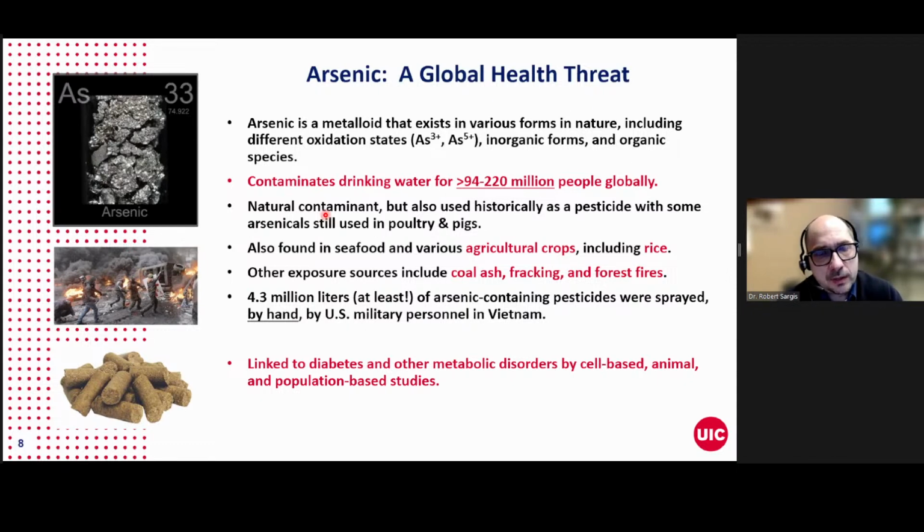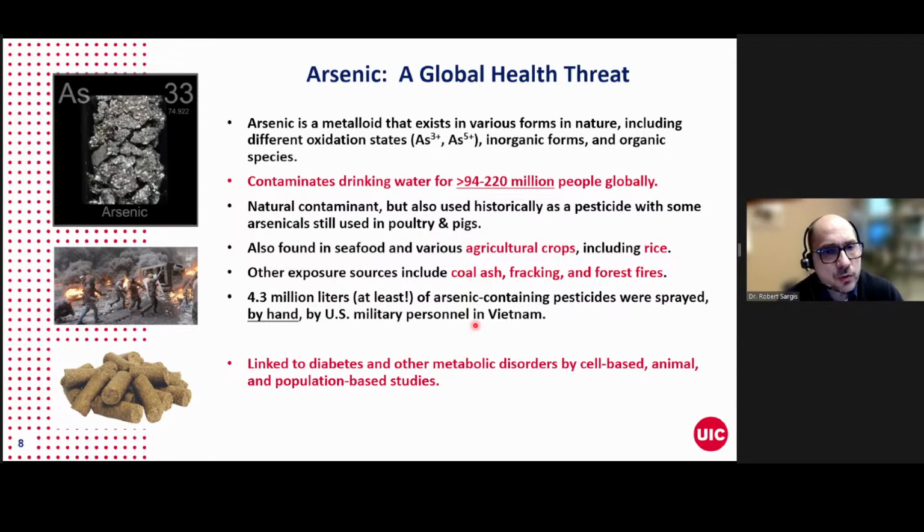Arsenic is a metalloid that exists in various forms in nature, including different oxidation states, inorganic forms, and organic species. And why it's important is that it contaminates the drinking water for somewhere between 90 and 220 million people across the globe. In addition to being a natural contaminant, it's also historically been used as a pesticide, with some arsenicals still used in the poultry and pig industry. It's also found in seafood and various agricultural crops, the most important of which is probably rice.